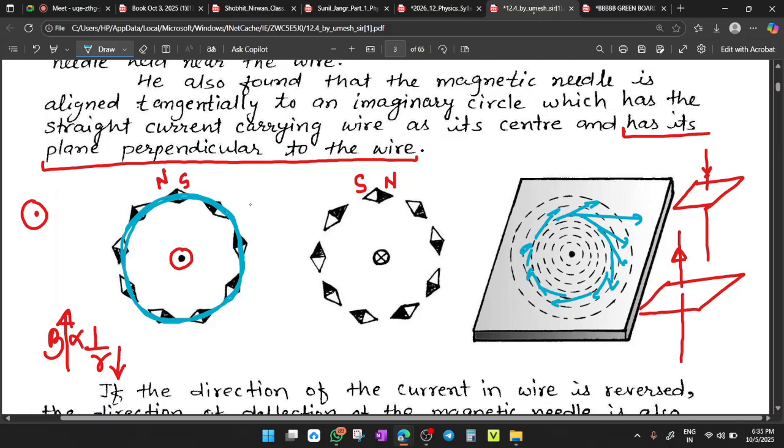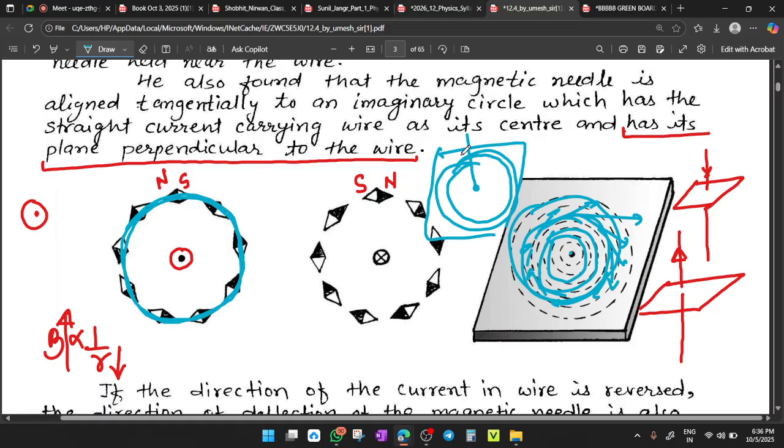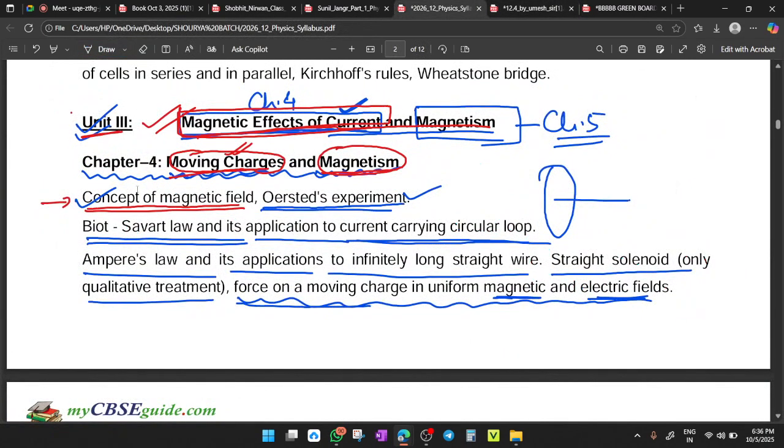Clear? Okay. So the imaginary circle has the straight current carrying wire as its center. Yes, like this is the center and these are the magnetic lines of forces. So magnetic lines of forces are perpendicular to the plane of the wire. Wire is going upward and magnetic lines of forces are in the plane of paper. Understood? Any problem now? So guys, this was our first topic, concept of magnetic field and Oersted experiment, completed.